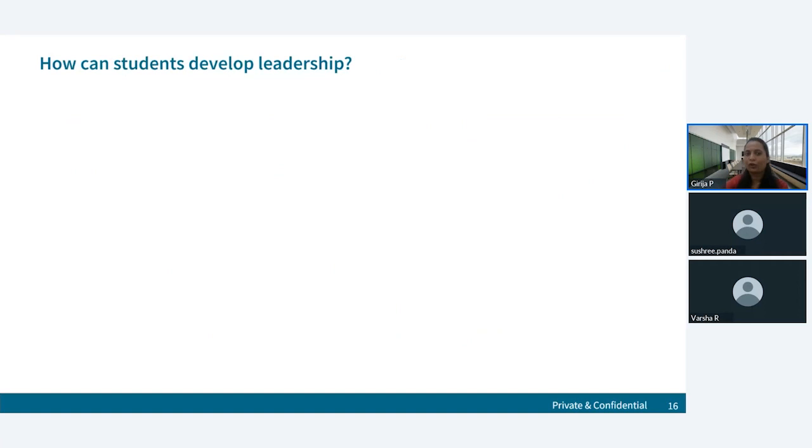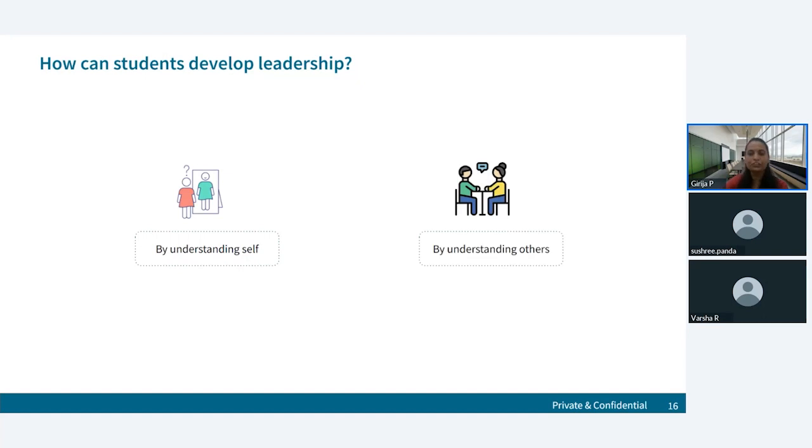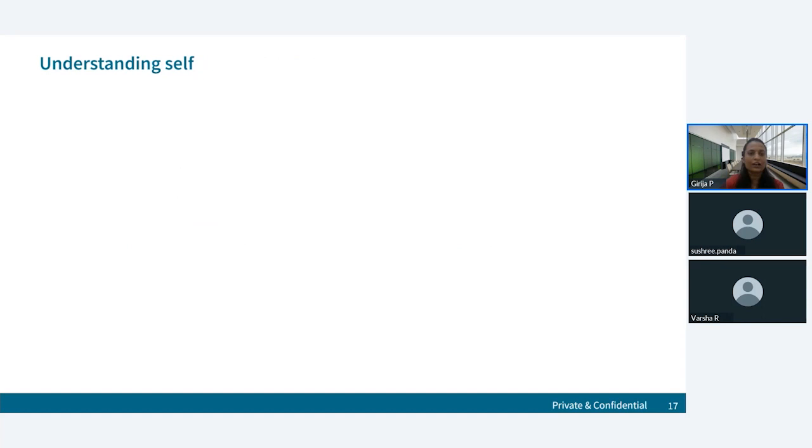If we want to develop our leadership as a student, it is very important to understand ourselves, and it is very important to understand others as well. So let's move ahead and see every factor and every component, and how we can develop this in ourselves. So first is understanding self. Whenever we are taking any leadership role as a student, it is very important to understand yourself more, because once you understand yourself, it is very easy for you to lead others.